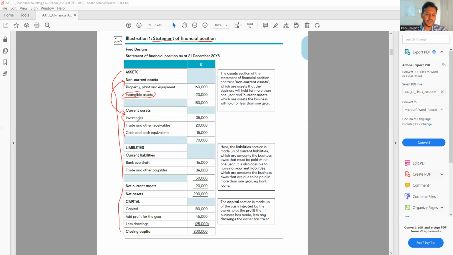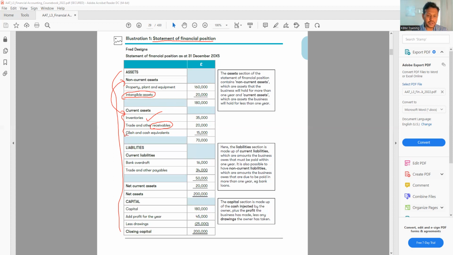Now in the current assets, we have inventory. Inventory means the stock. As we explained before, any product that is not sold and is in the warehouse, we call inventories or stock. Trade and other receivables means a credit customer, the people who buy from me but will pay me later. We call them trade receivables.